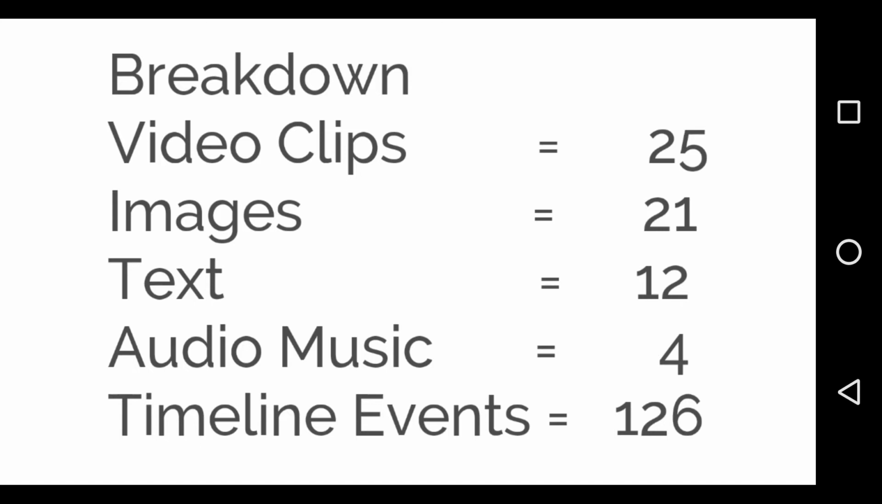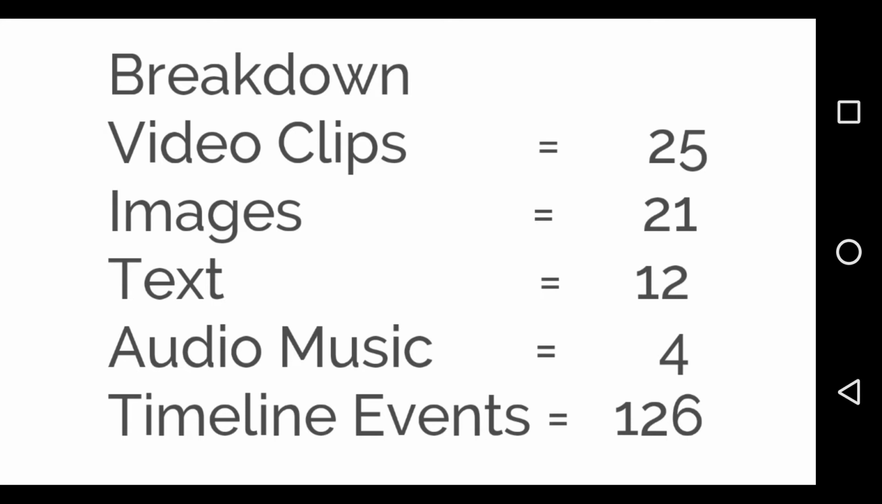I used 25 video clips. The images that I used in the video was 21. That meant some still images, mostly taken from Google Earth as an image to illustrate a running route. The text overlay was 12, which I'll show you, and the audio music tracks was 4.